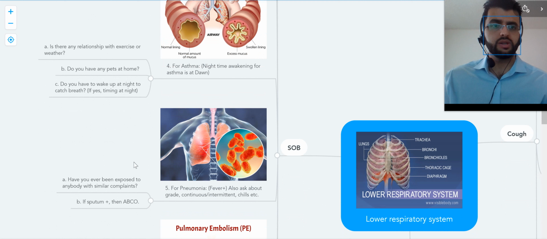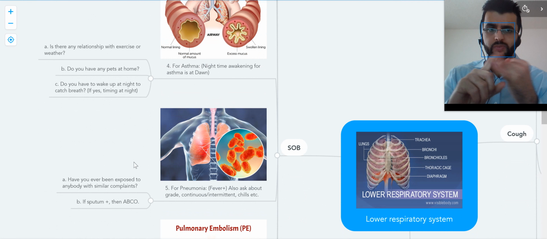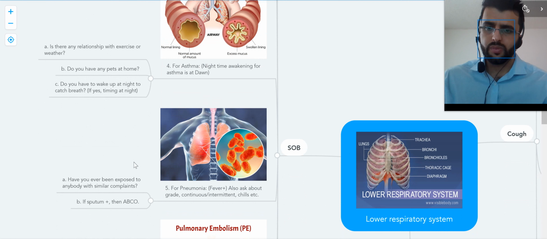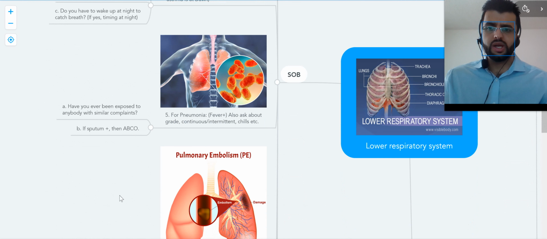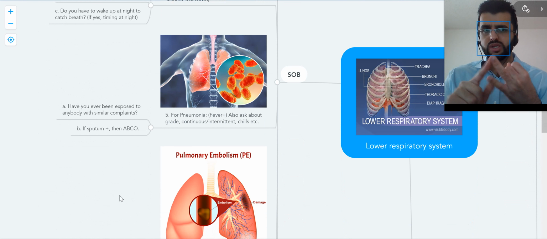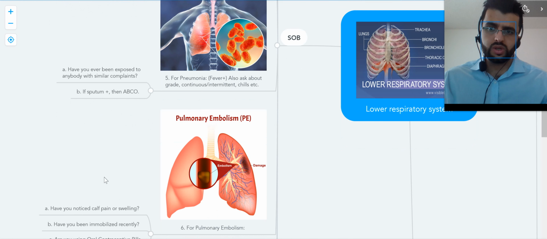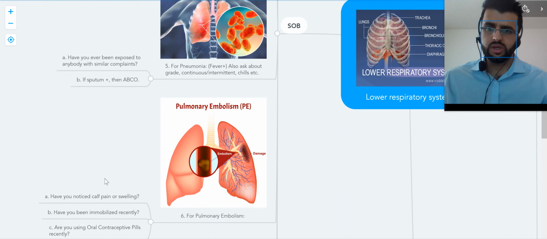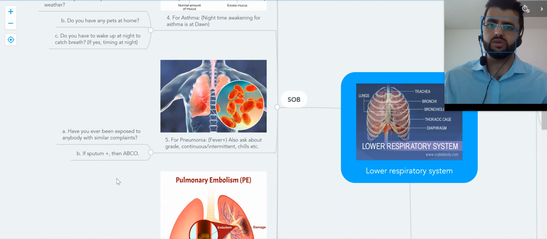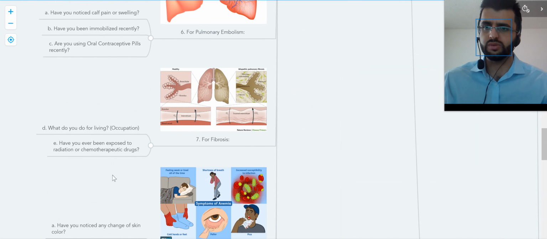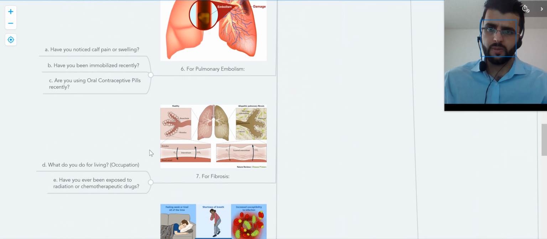Asthma, you ask any relationship to exercise, that's number one. Pets at home, do you wake up at night to catch a breath? For pneumonia, any sick contacts and phlegm. If there is any phlegm, then we do ABCO, which is amount, blood, and odor, and productive, if it's productive or not.